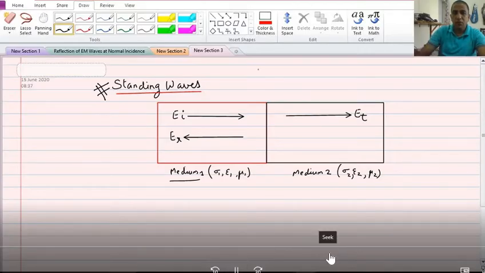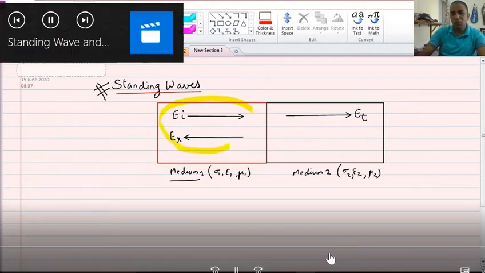Hello friends, today's lecture is on standing waves. You know it very well that whenever an EM wave is incident from one media to another media, some part of it will be transmitted and some part will get reflected back. Now, when these two types of waves are present in a single medium, that is medium 1, then they will form a standing wave.